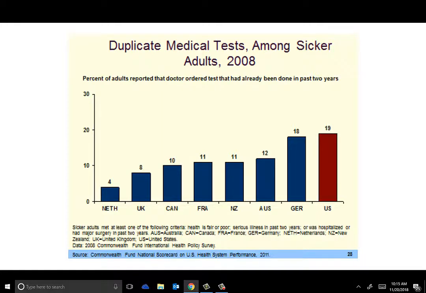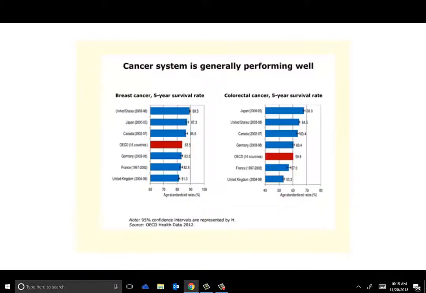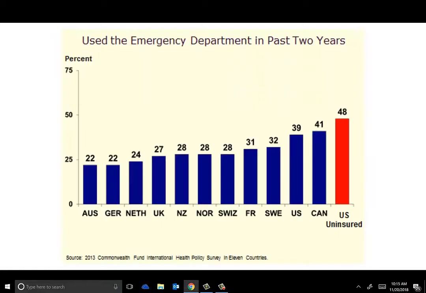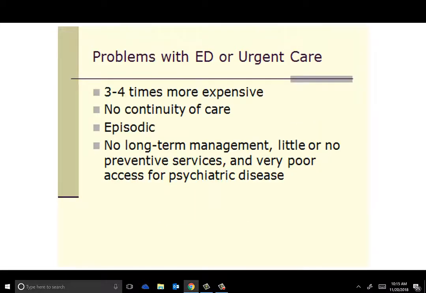Lots of duplicate medical tests. Infant mortality rates are really high. Our cancer system does pretty well. We use the emergency room a lot. That might be changing a little bit with things like MedExpress and the rise of these urgent care systems, but it's still just a big issue for us.